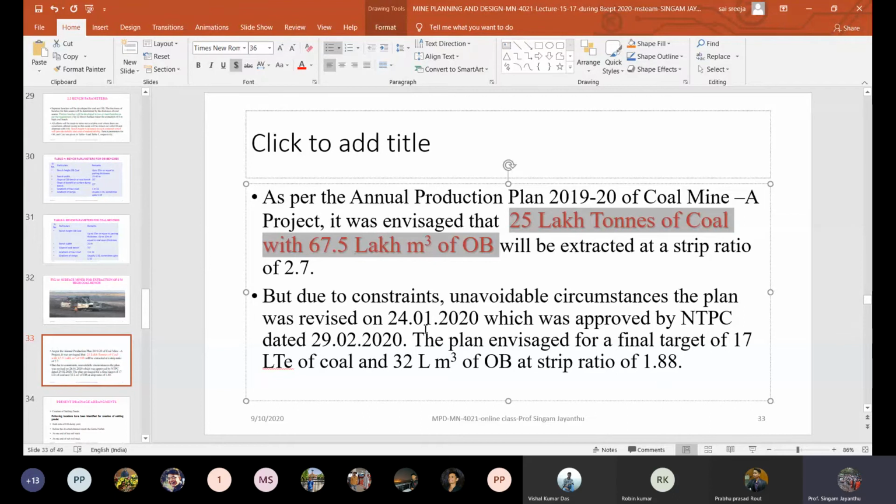So that was revised again on 24/1, a beautiful couple of days before our Republic Day, 26th. So 24th it was revised and again approved by the concerned board. Don't take the name of any mine here, don't worry. Mine A, that concerned board, they have given approval. Now they have taken almost more than a month after Republic Day. So the plan envisaged for a final target later was revised because of those problems.